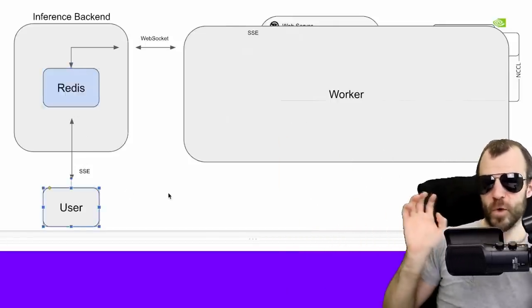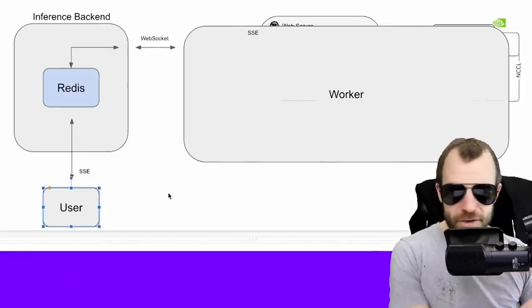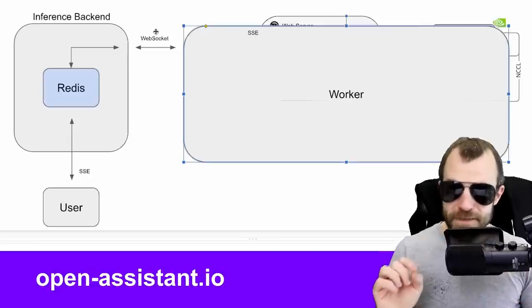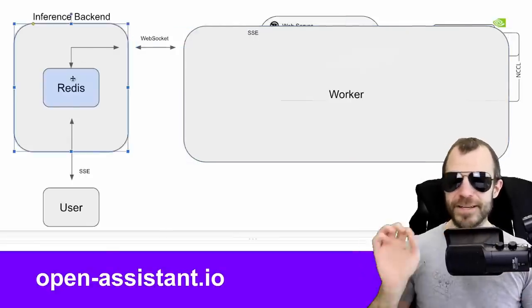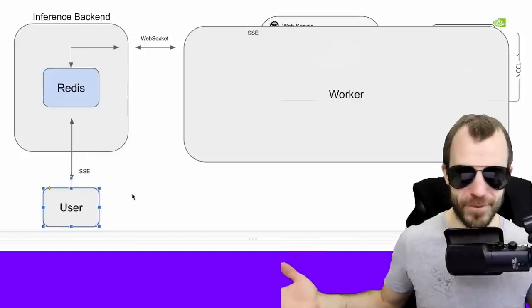That means the tokens come one by one, like ding, ding, ding, from the GPU via the Hugging Face, via the gRPC, via the Rust server batcher, via server sent events, via this worker, via WebSocket, via the inference backend, via Redis, again via server sent events to the user. That's it. That's what we want to do.